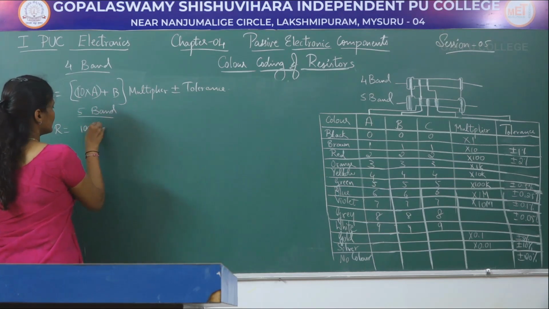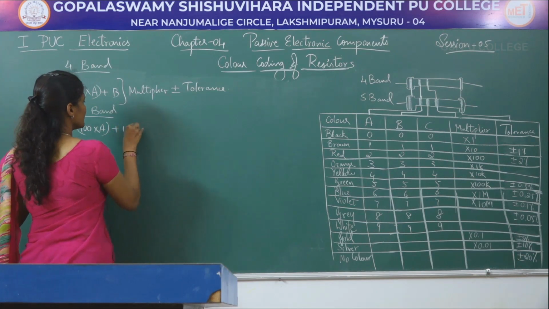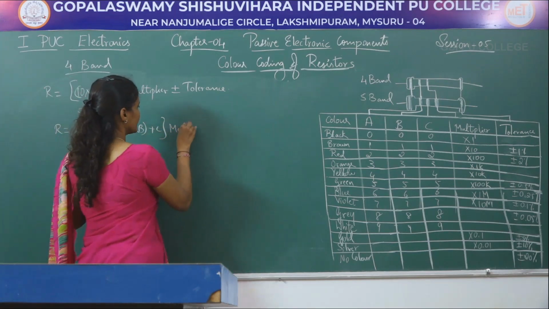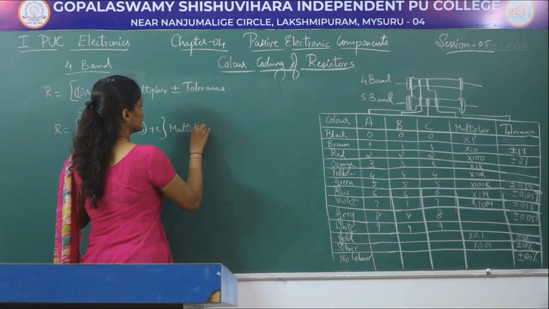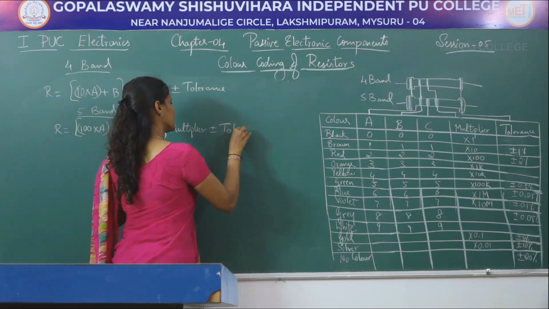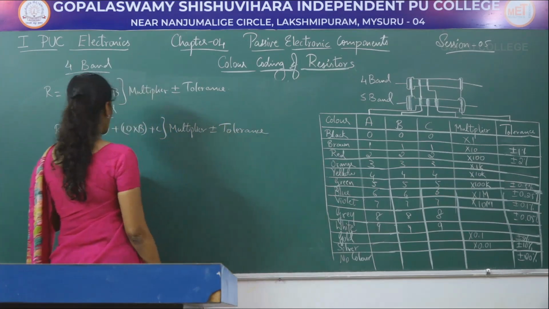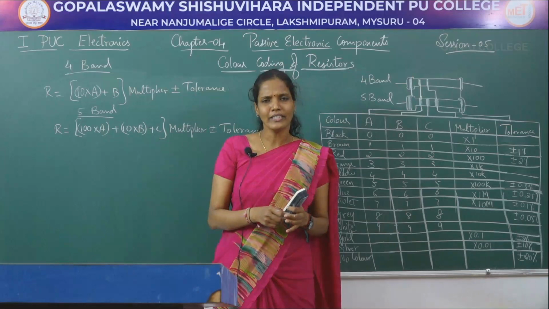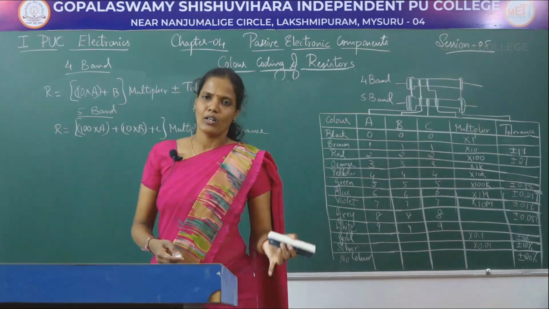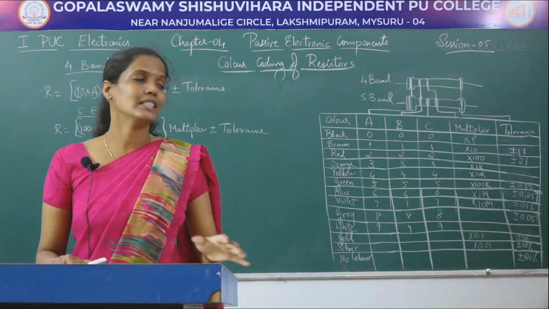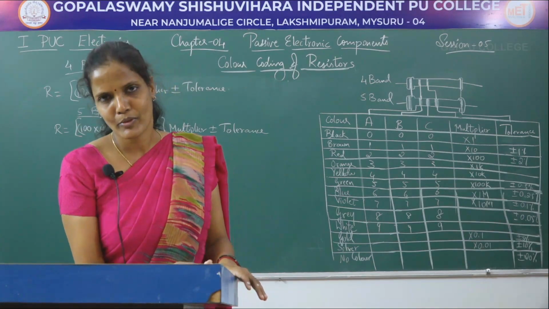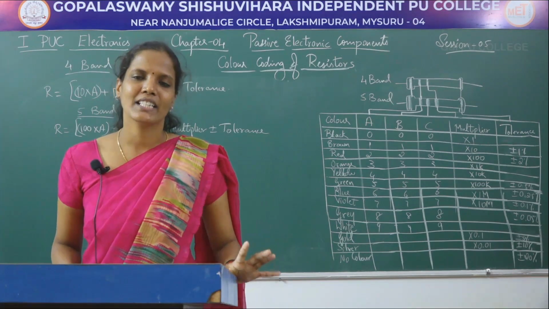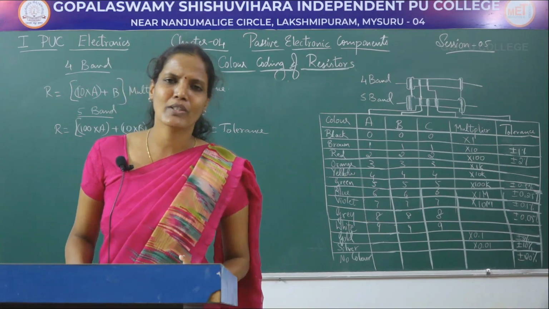R is equal to 100 into A plus 10 into B plus C into multiplier, plus or minus tolerance. So this is the formula in order to find out the resistance of a given resistor which is having 5 bands. So now let us try to understand these formulas, or let us try to understand this color coding table, by solving some problems, that is by finding the resistance value of a given resistor. So let us begin with the very first problem.